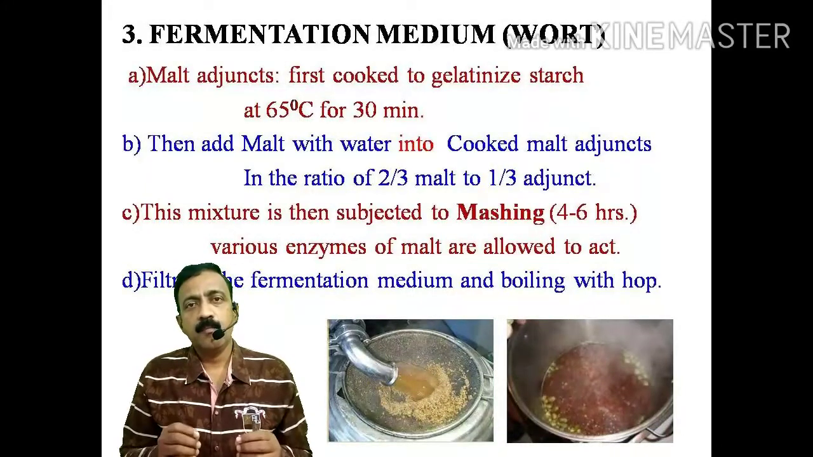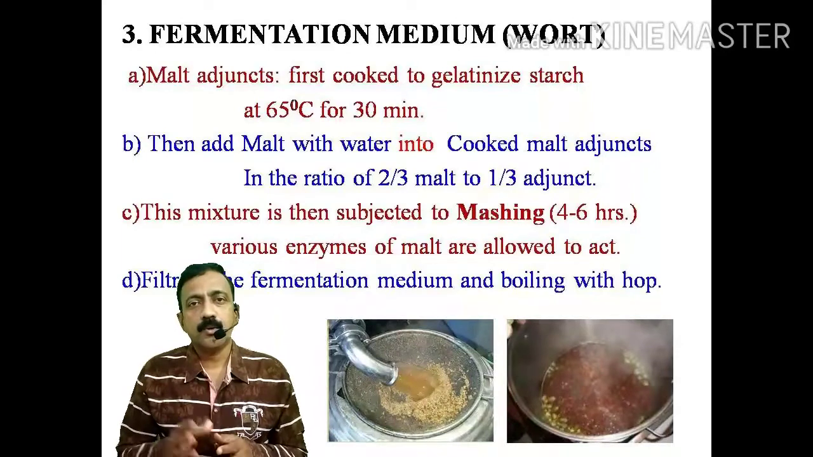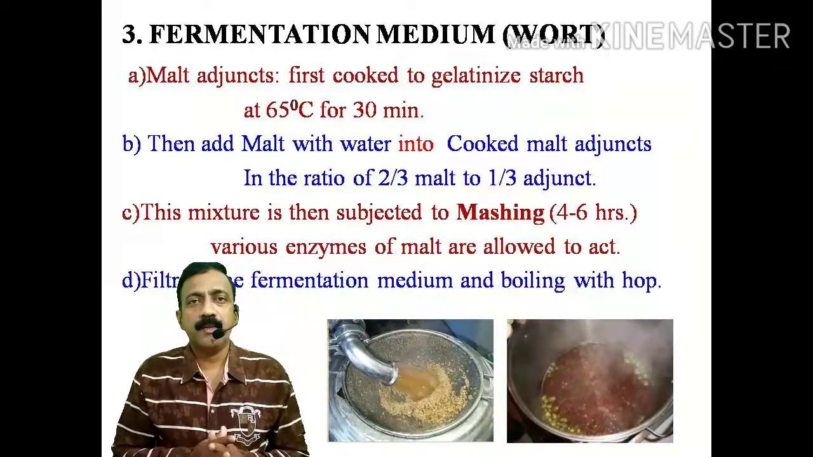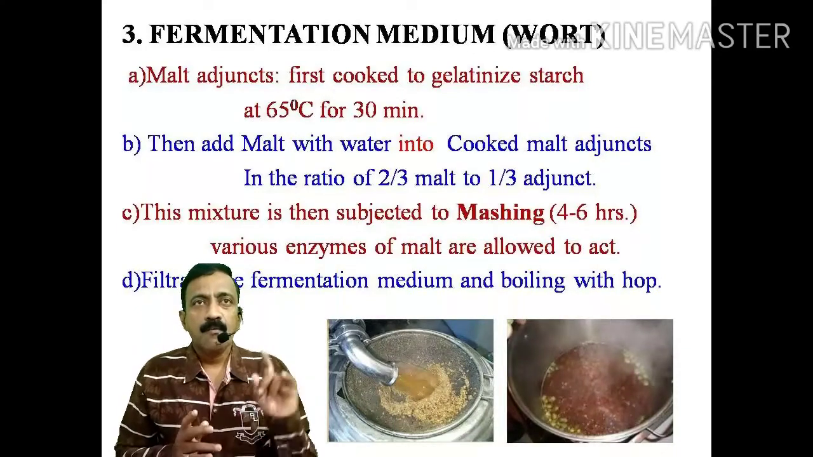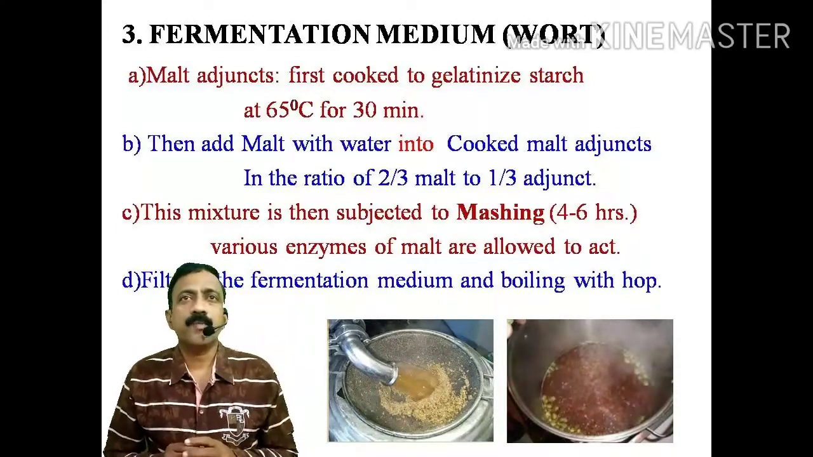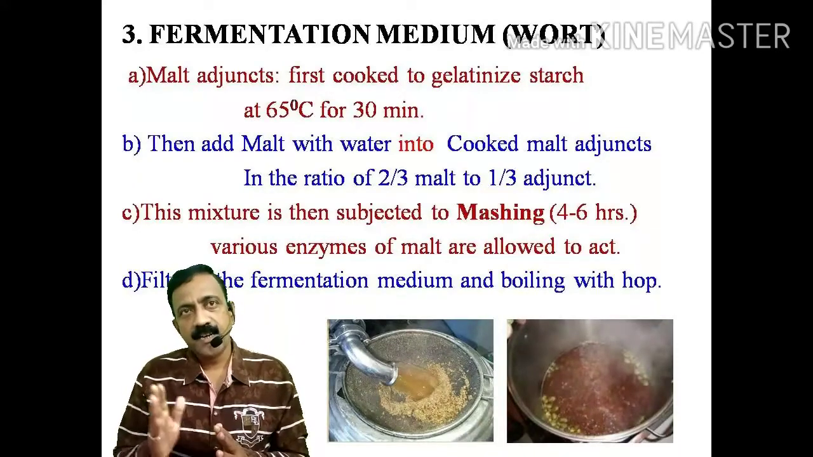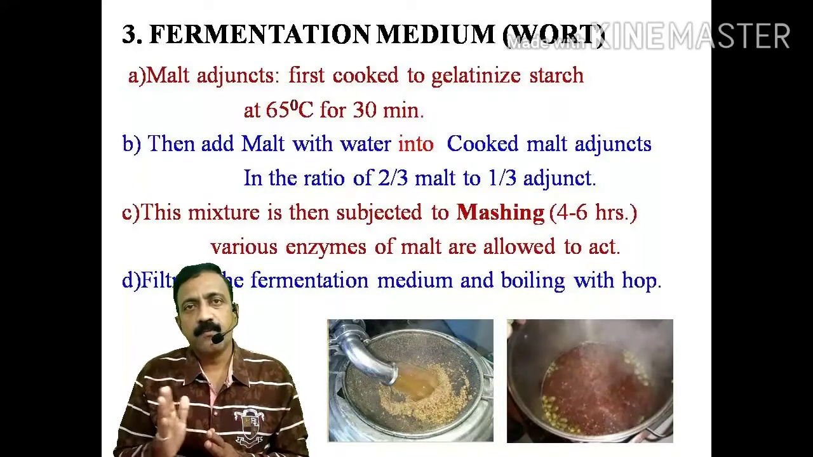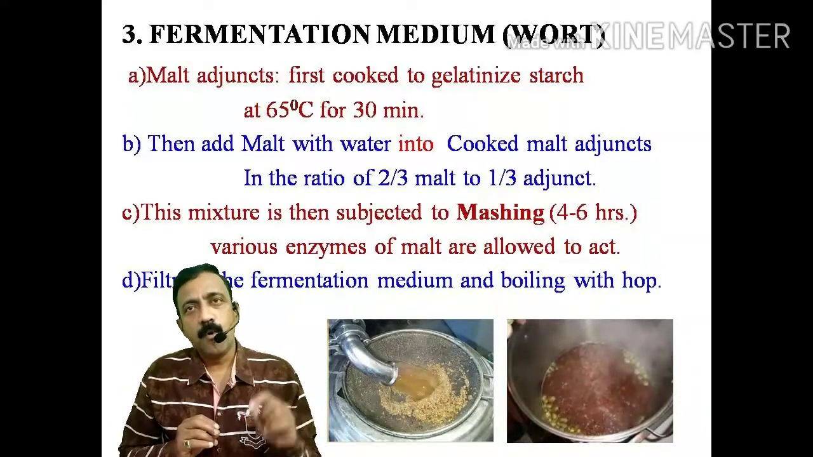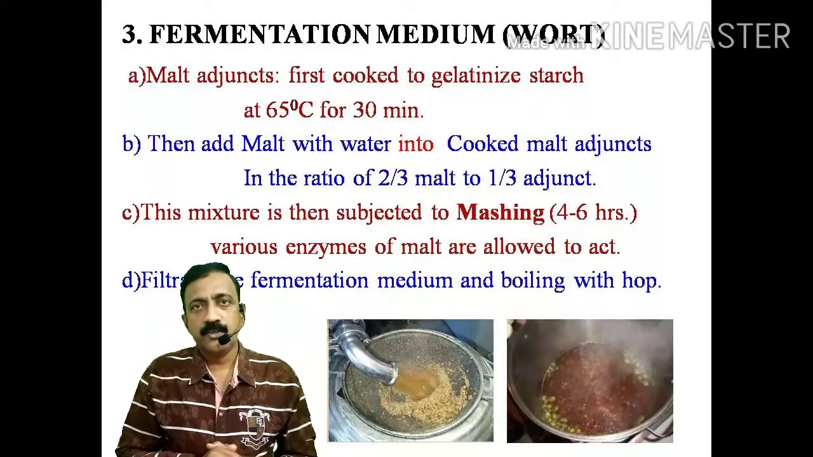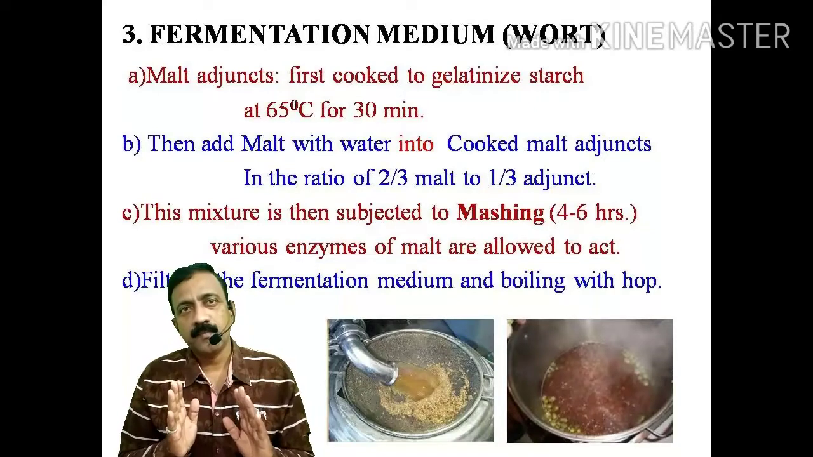The fermentation medium, or wort. Wort is a special word used in European countries. Wort is nothing but the fermentation medium. This medium can be prepared in 4 steps. First, cook the malt adjunct and gelatinize it at 65 degrees centigrade for 30 minutes. Then add malt with water to the cooked malt adjunct in the ratio of 2/3 malt and 1/3 adjunct.